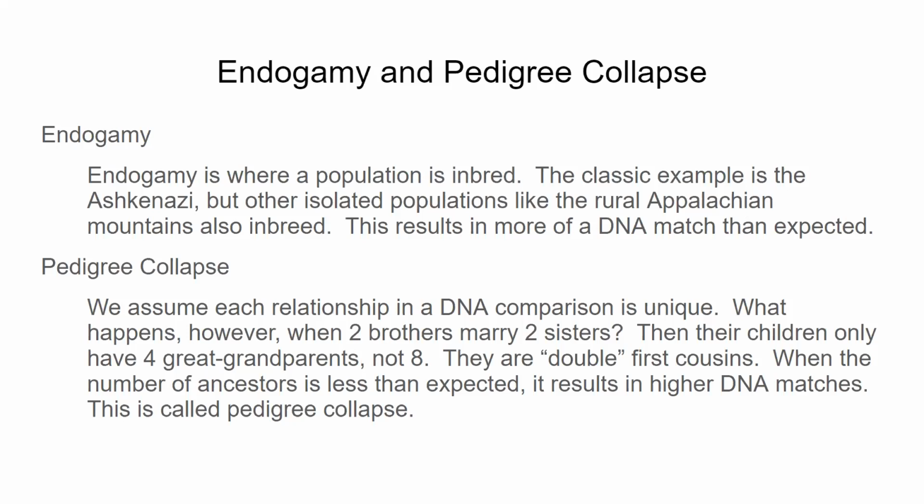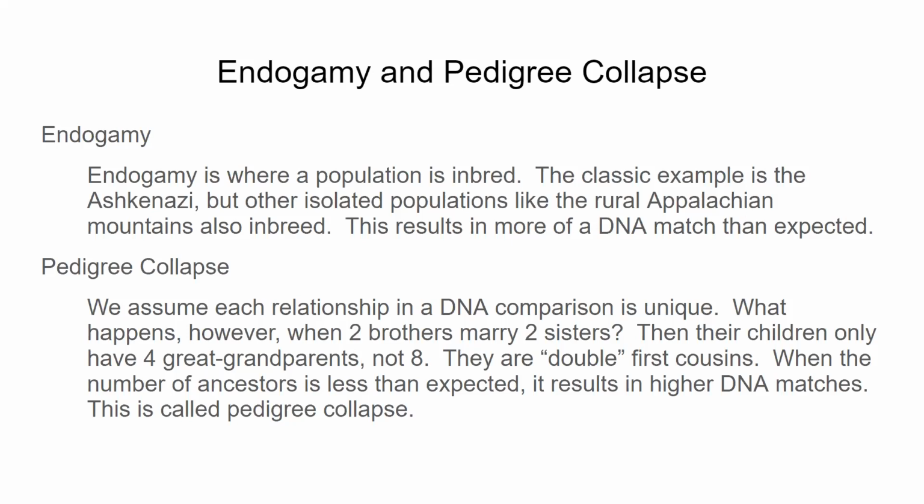However, I have a lot of endogamy. And that's because the early settlers of Virginia, would you believe, had a lot of descendants. Those descendants ended up in rural Appalachia, which is where I'm from. And the statistics look a lot like the Ashkenazi.